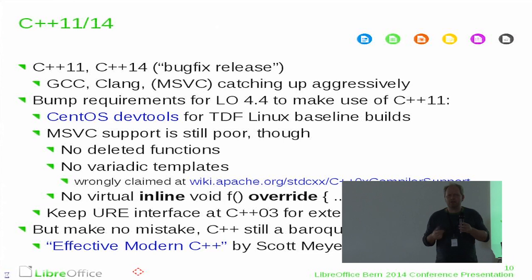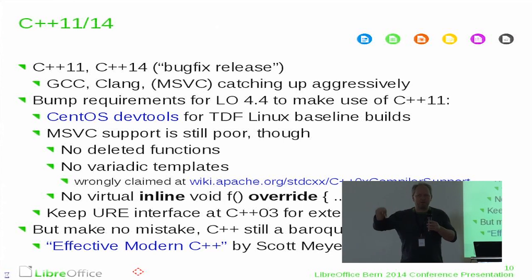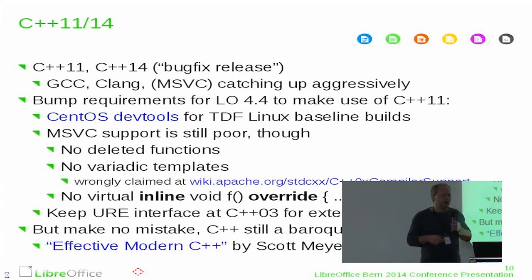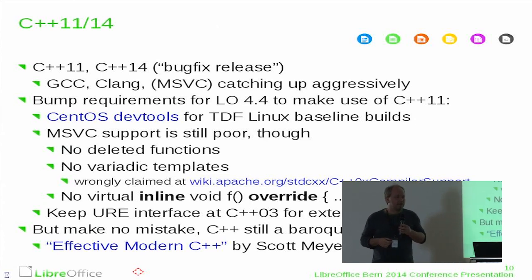Maybe we should just start in the coming weeks using C++ 11 features in the meat of the code above the URE, and then see the tinderboxes that break and are on too old compilers still, and update those. So our idea is, for the 4.4 LibreOffice version, to kiss goodbye the old compilers that are not capable enough, and go ahead with making use of C++ 11 features, like for example lambdas. That's a useful feature to clean up lots of places in the code.